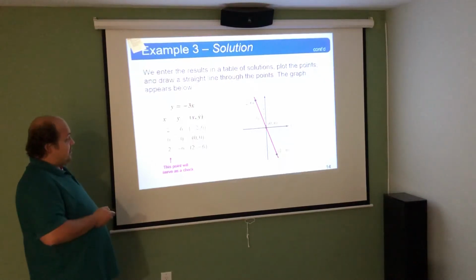If I start at negative 2, 6, then from the origin I go left 1, 2, I go up 1, 2, 3, 4, 5, 6. Here's the point negative 2, 6. If I want to graph 0, 0, that's this point right here. And if I want to graph 2, negative 6, I go over 1, 2, down 1, 2, 3, 4, 5, 6. So here are the 3 points that I plotted.